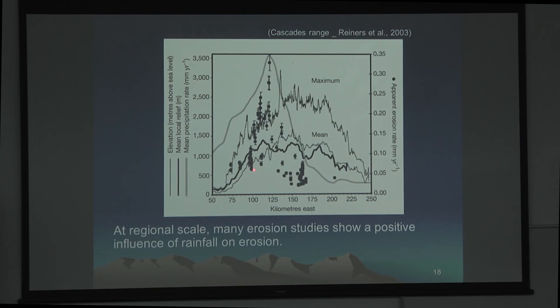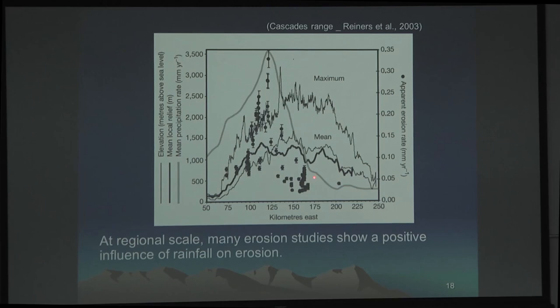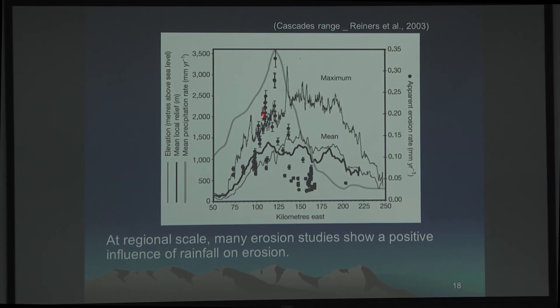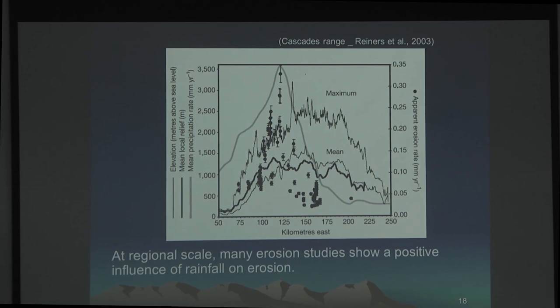So for example, if you move to the Cascadia range, this is the mean topography of the Cascadia range, with maximum topography here, some kind of symmetrical range. But in terms of exhumation, if you look at the apparent erosion rate as defined by thermochronological studies, you can see a very asymmetrical situation. The western side of the range is affected by relatively high erosion rate compared to the eastern side of the range.